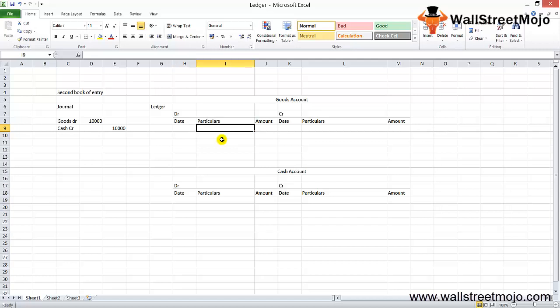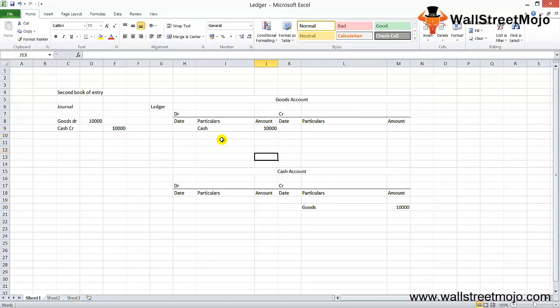So in the goods account, the cash is debited, right? So the cash account over here will be debited at 10,000, and in the cash account, the goods account will be credited. So 10,000 will come over here. In this manner, the whole journal entry has been recorded.